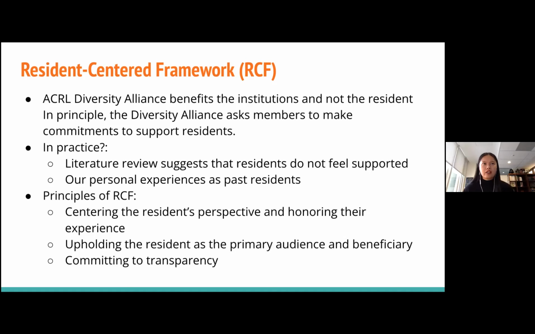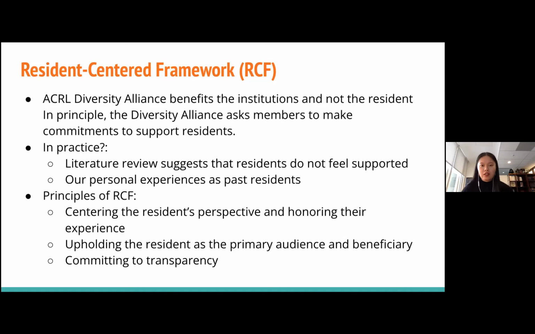But in practice, the literature review suggests that residents don't feel supported, and it's also based on our personal experiences as past residents, where we did not feel supported and have not fully received the benefits pledged to us. So as we mentioned, the toolkit was created with a resident-centered framework, which centers the resident's experience by recognizing that hierarchies and systems of power within academic institutions often marginalize residents' perspectives in the development of residencies, which can leave residents in a vulnerable and unsafe working environment.